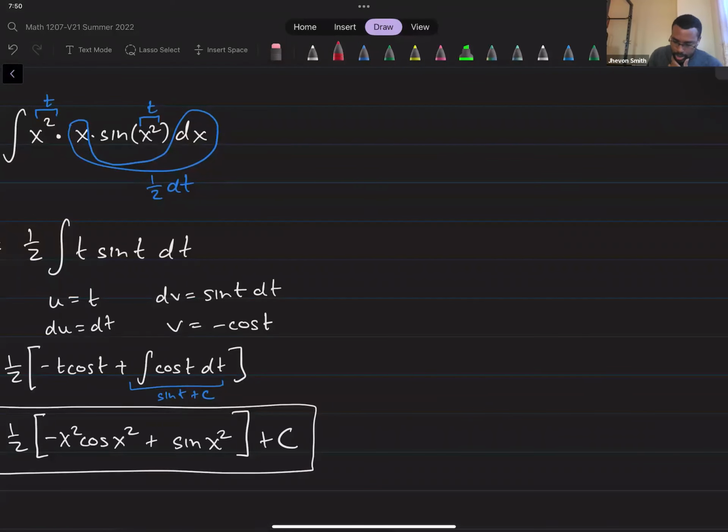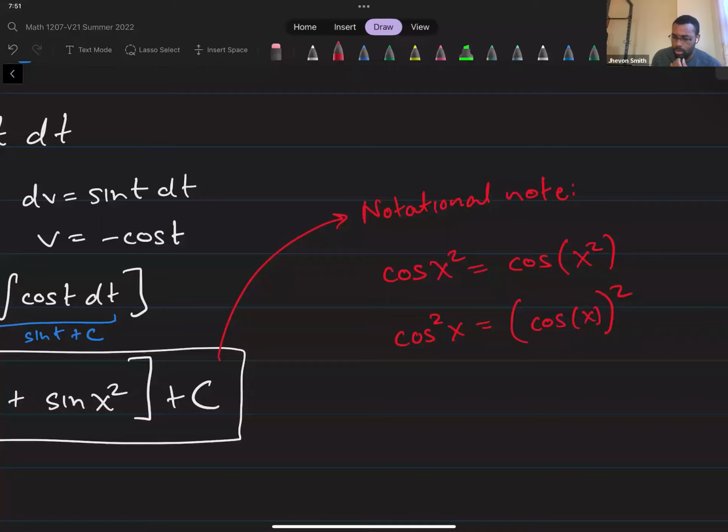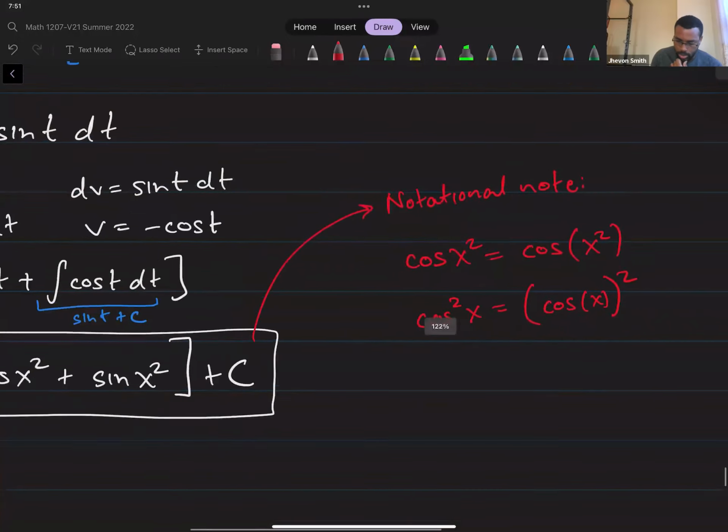I do want to make a note here because it's actually a common thing for students to mix up, a notational note. If I write something like cosine x squared, I mean cosine of the angle squared. Whereas if I write something like cosine squared x, that is like the cosine itself is squared. So just so you know.